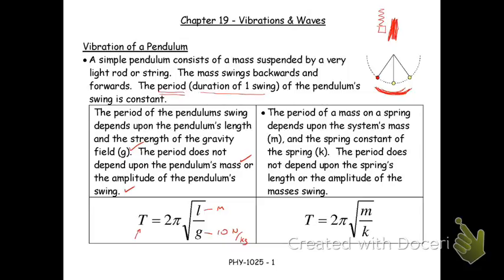And we say the period of a mass on a spring depends upon the system's mass, system meaning the mass is mass. And the spring constant, spring constant is a number which tells you the force per meter displacement. So a stiff spring has a big K, and a soft spring has a little k. It's like a figure of merit for the stiffness of a spring. The period does not depend upon the spring's length, and it does not depend upon the amplitude of the mass's spring.